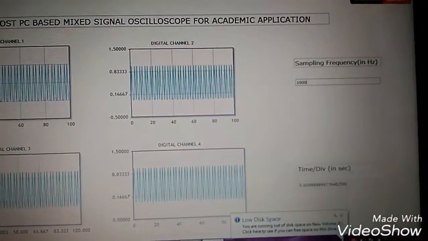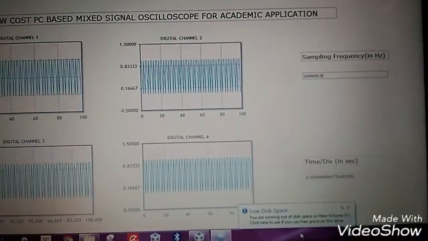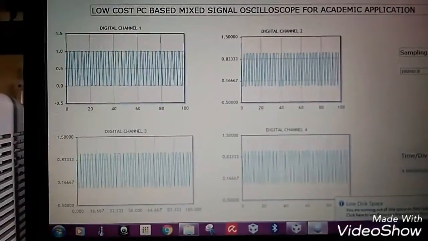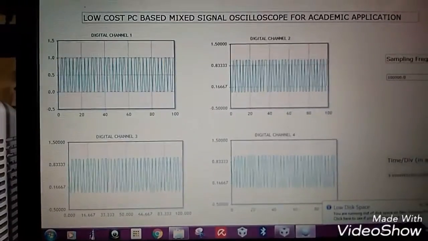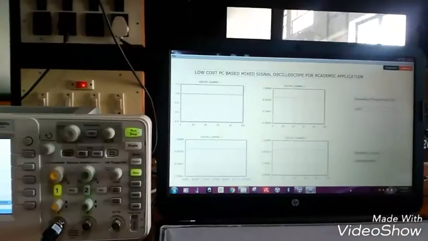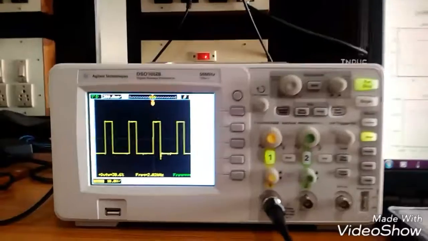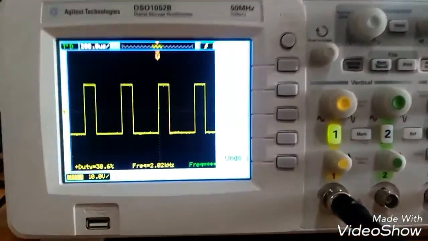The sampling frequency is then changed to 100 kHz, and the waveform is verified in the standalone GUI in the personal computer. And thus, similarly, the sampling frequencies can be changed and varying graphs can be obtained.